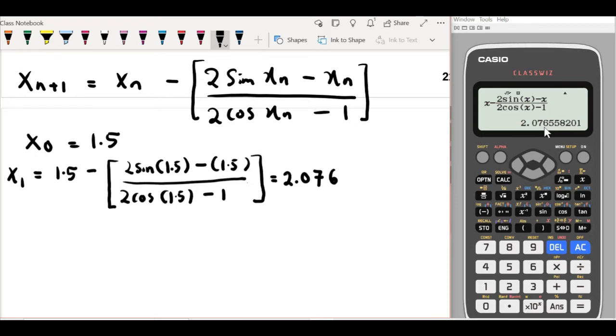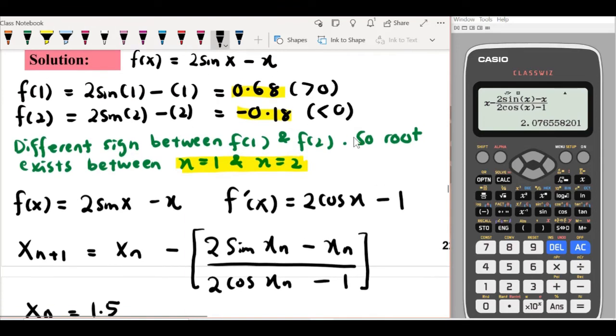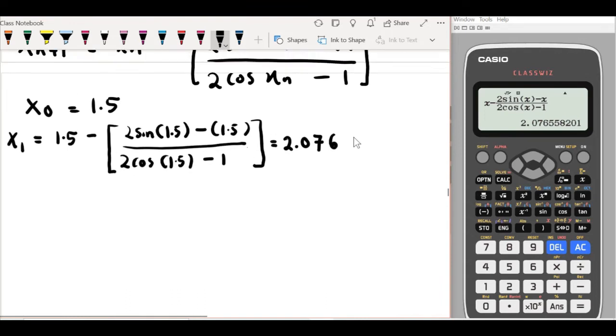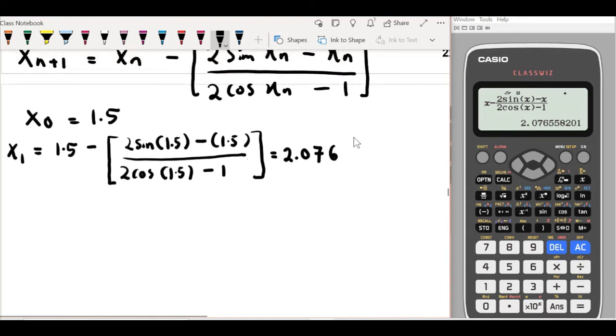How many decimal places do we have to write here? It depends on the question. I change back to the original question. Here, give your answer correct to 3 decimal places. That's for the final answer. For the solution, this is the calculation process. At least provide 1 more decimal place than required in the question. Since the question asks for 3 decimals, for calculation I will provide 4 decimal places. So we have 2.0766. That's the first approximation value.